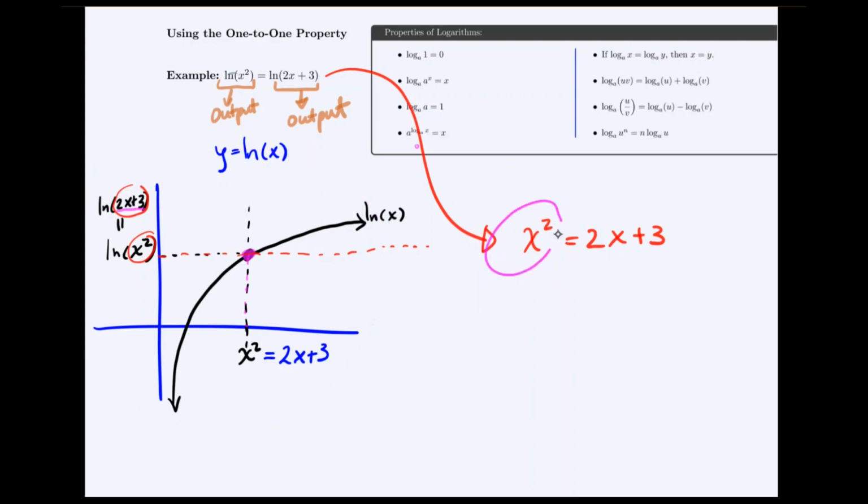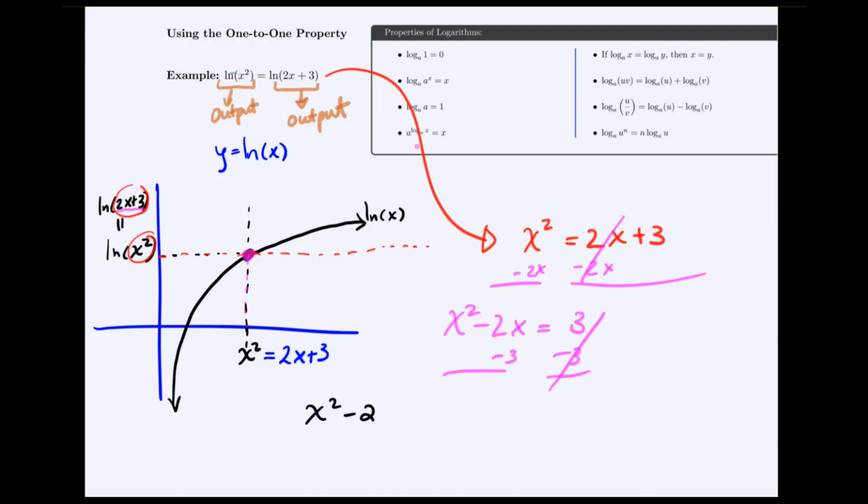Now, since I've got a quadratic here, I think my first step is to get everything to one side and maybe hope that it factors, and if it doesn't, then I can use the quadratic formula. So I'm going to move everything over. I'm going to subtract a 2x since it's positive. Left with a positive 3, let's subtract 3. And that would give us x squared minus 2x minus 3 equals 0.